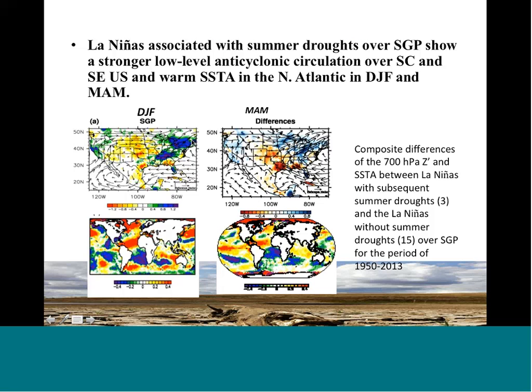And also these anticyclonic anomalies seem to persist into March, April, May. And if you look at the sea surface temperature difference between these two types of La Ninas, one difference standing out is warming over the North Tropical and the North Atlantic, and this has occurred both in winter and the spring.